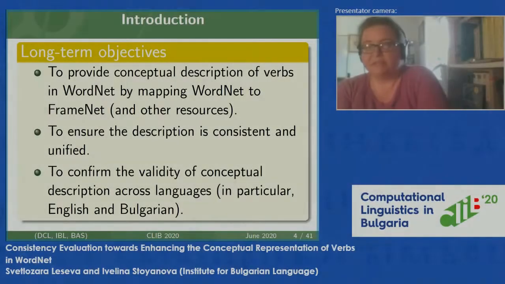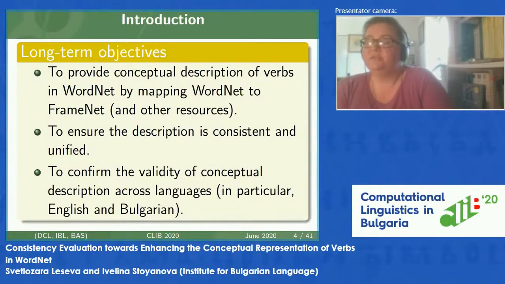Our long-term objective is to provide a conceptual description of verbs in WordNet by mapping WordNet to FrameNet, and also to additional resources like VerbNet, which at the moment we don't fully use, but we intend to include more information from there. We also would like to ensure that the description is consistent and unified, because we get existing mappings and other resources from different sources, and we would like to compile them into a unified and consistent system for describing conceptual information of verbs.